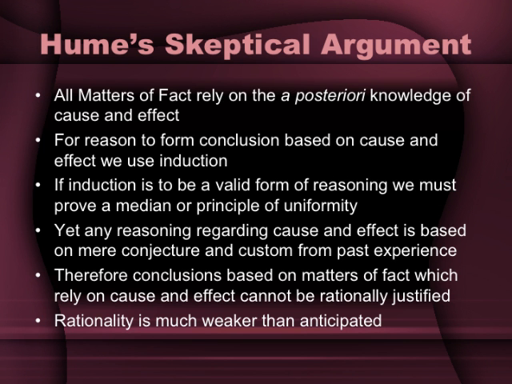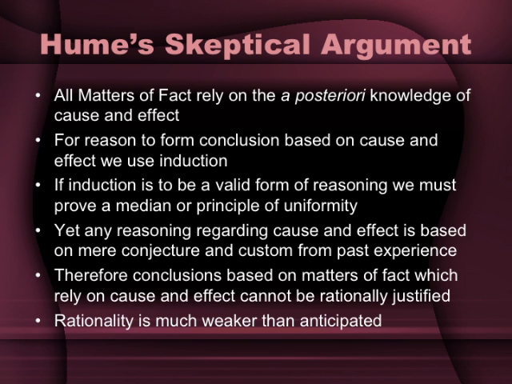So number 2, for reason to form conclusions based on cause and effect, we use induction. And 3, if induction is to be a valid form of reasoning, we must prove a principle of uniformity. If induction is going to be rationally justified, we need to prove that the future will always resemble the past. It cannot be just superstition. They need to argue that the principle of uniformity is valid. And some will say, well, the principle of uniformity is valid because the future does resemble the past.